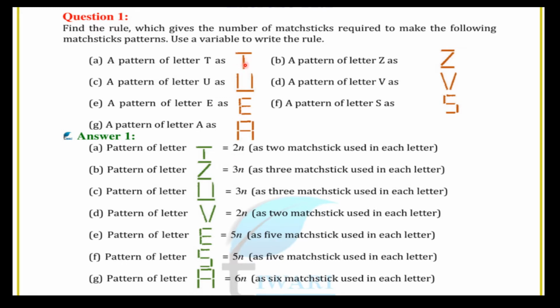n will be the number of letters and T needs 2 matchsticks. n is a number. So, how many matchsticks are there? And you have to write n as a variable. So, 2n. Now, you can tell me the answer.